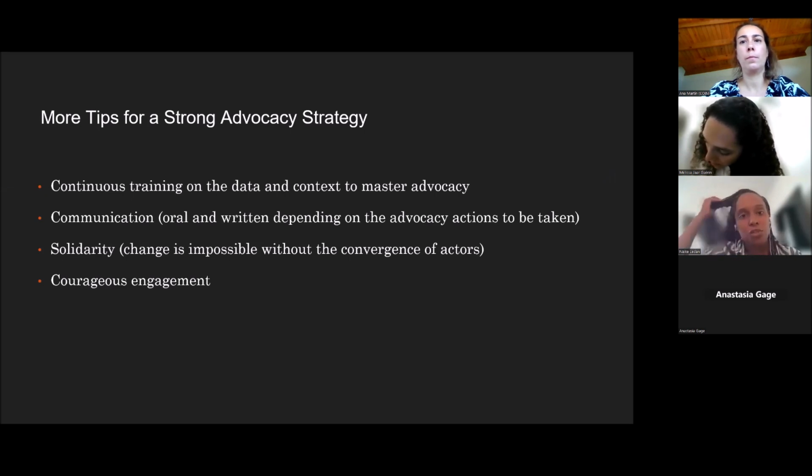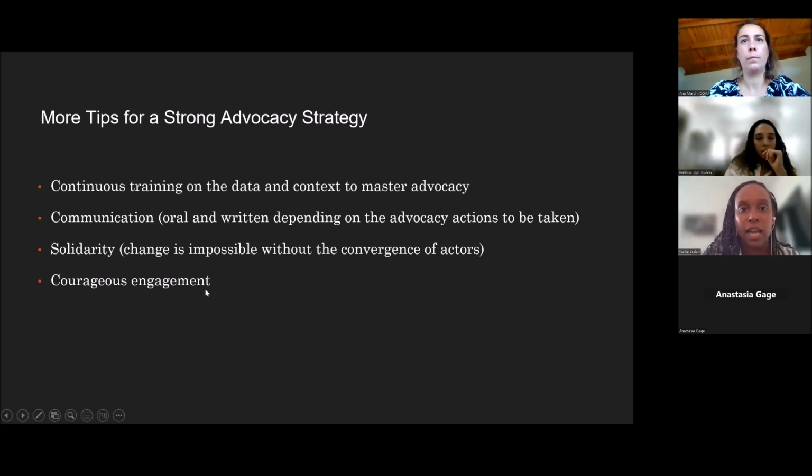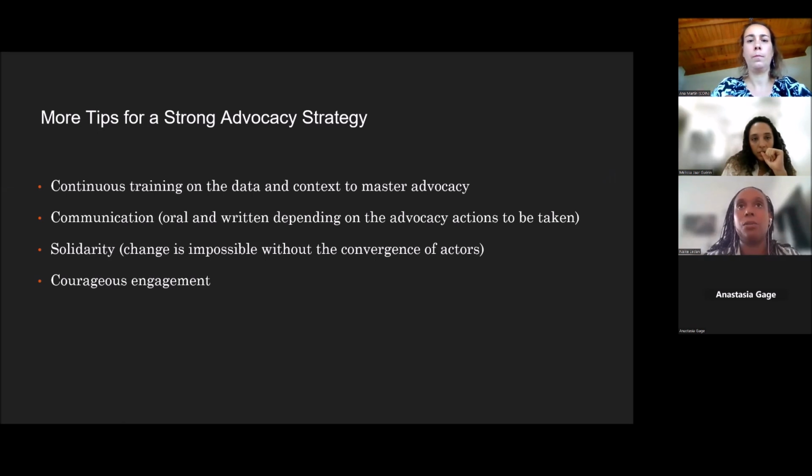More tips for a strong advocacy strategy. It's important to invest, I think. Advocacy is not free. Nothing is free. Everything has a price for sure, but activist work is work. And it's important, the return on investment on training on data to master advocacy for grassroots leaders, grassroots activists, and grassroots service users is key.